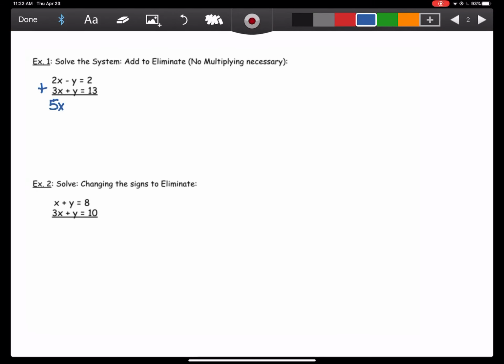Negative y and positive y make 0. So I could write a 0 here, but that's going to look weird next to the 5x. We're going to leave that out. We're actually going to come up here and just cross out the negative y and the positive y because they eliminate, okay? We need to write our equal sign, very important.